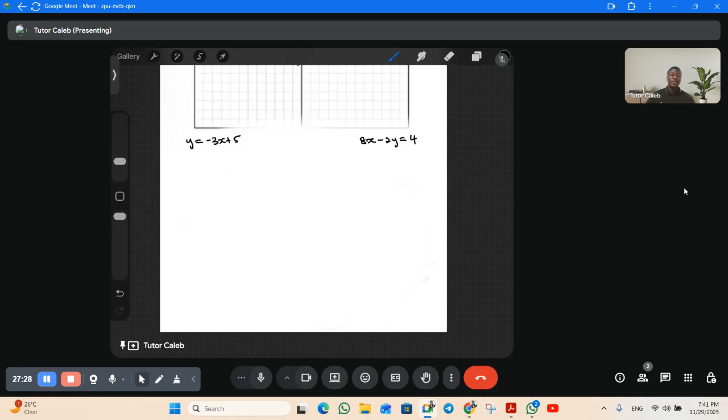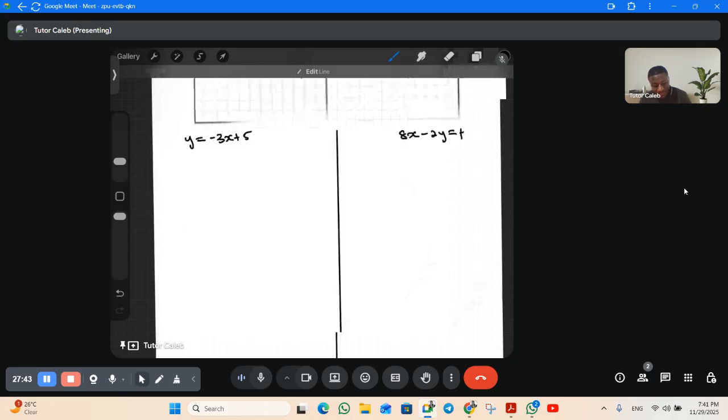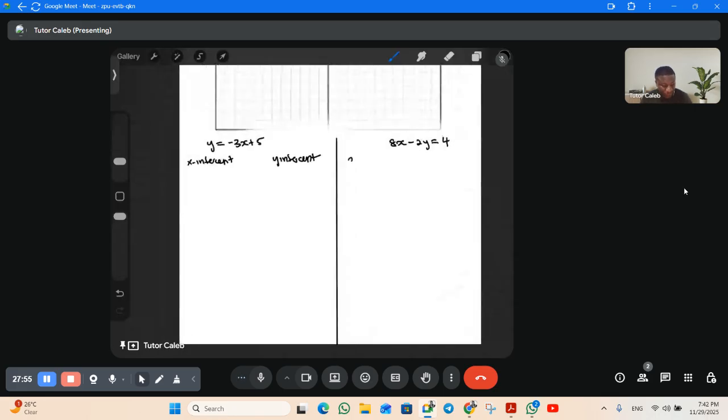Now, remember, to plot any line, you need 2 points. You need the intercepts. So for both equations, we're going to find the x-intercept and the y-intercept. We're going to do what we did in the first question, but we're going to do it twice for the 2 equations. We're going to do it for the first equation and also for the second equation.